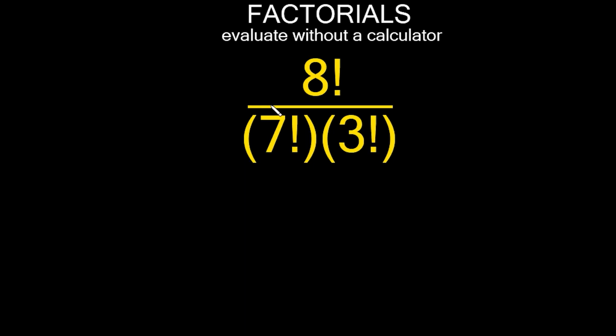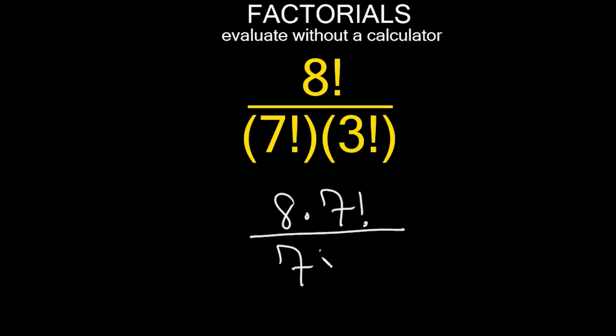Okay, so here's our last example, and just like the other ones, we're going to see if we can cancel anything out. I see that I have a 7 factorial right here. I have an 8 factorial here on my numerator. Well, I can expand out that 8 factorial until I get to 7, and then I can write it as a 7 factorial. So again, for example, I'm going to write it as 8 times 7 factorial all over 7 factorial times 3 factorial, okay?